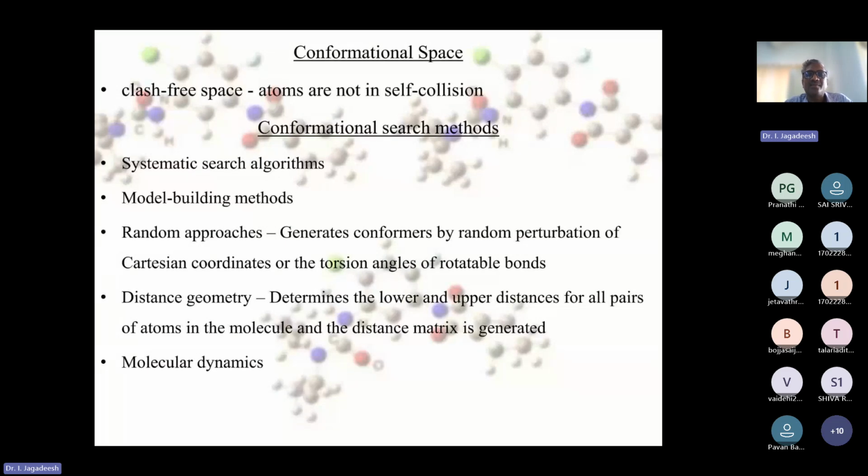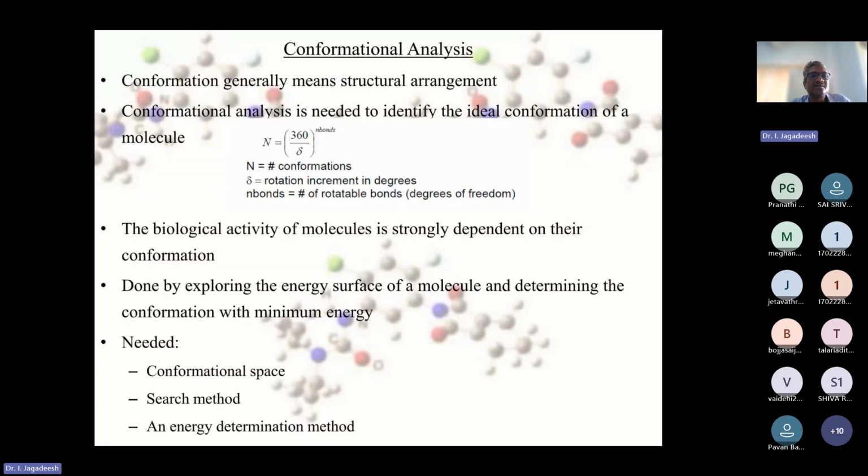That is intramolecular collisions. Obviously, we are going to have intermolecular collisions when the ligand is attached with the protein. But before that, we are going to see the intramolecular collisions. For that, we are doing a conformational analysis of the conformational space. So these are all the search methods we have already seen previously. Now we will do one by one.